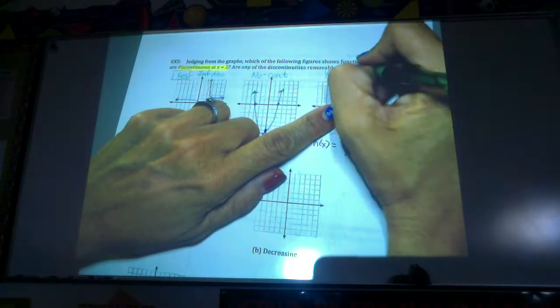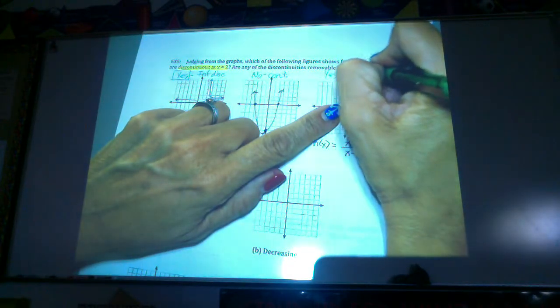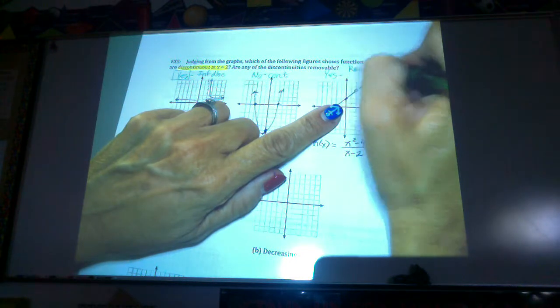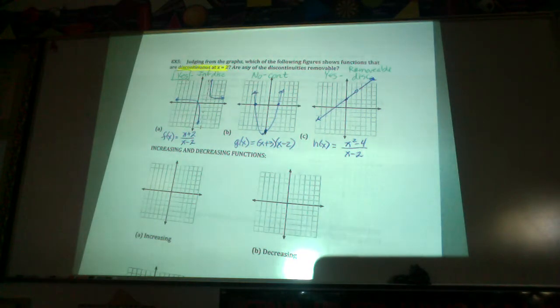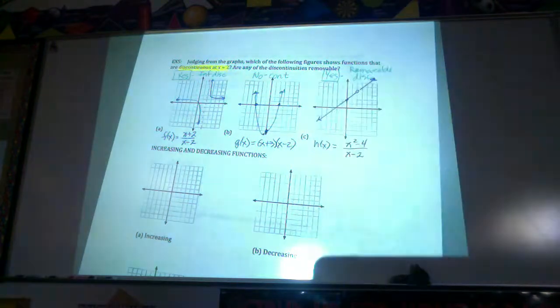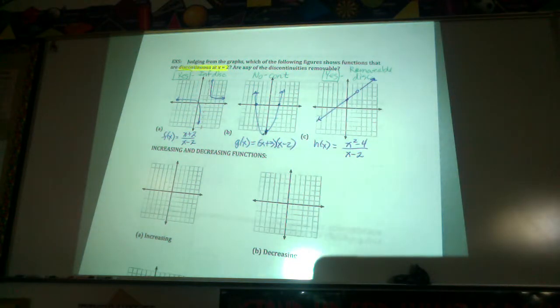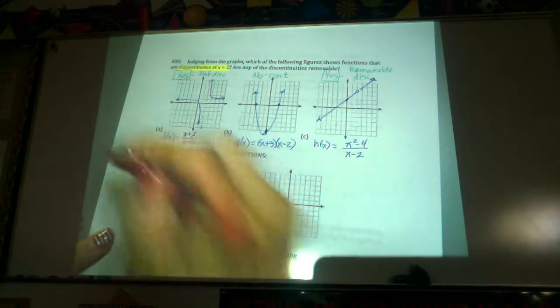This is a removable discontinuity. Even though it's not plugged, I could plug it. So it's a removable discontinuity. So this one's yes too. And then I think I'm going to stop there. So this is the end of J1.